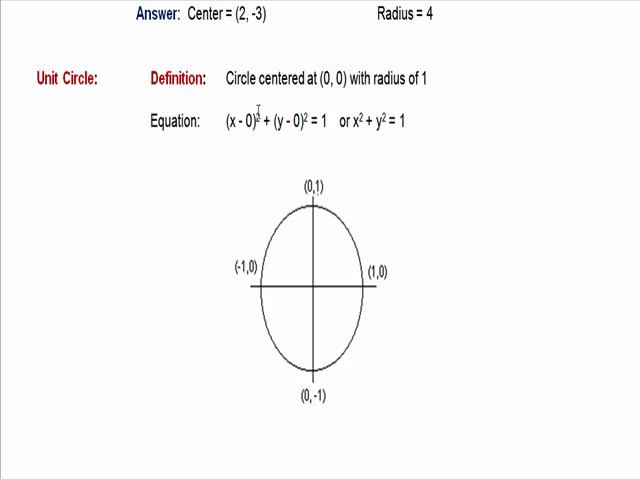I drew a picture of the unit circle. So notice there's a circle centered at the origin with a radius of 1, which means it intersects the x-axis at (1, 0) and (negative 1, 0), and it intersects the y-axis at (0, 1) and (0, negative 1). That will be really important to us as we talk through this section about sine and cosine.